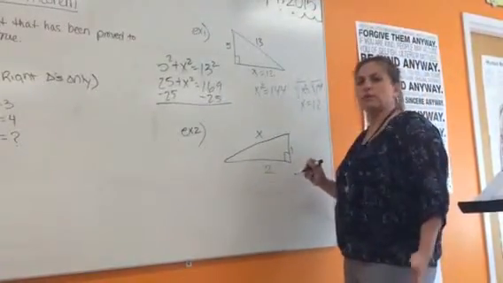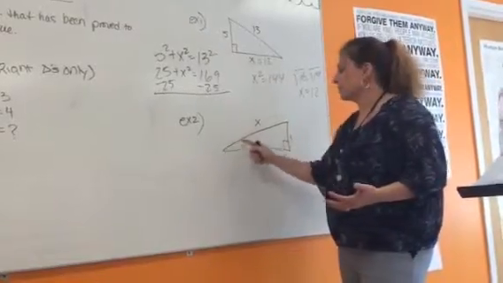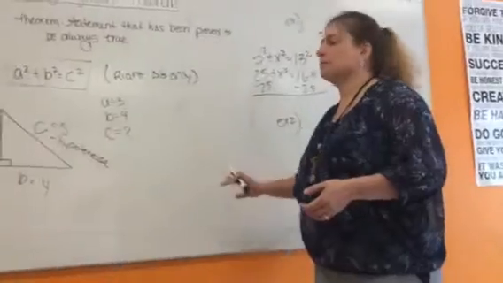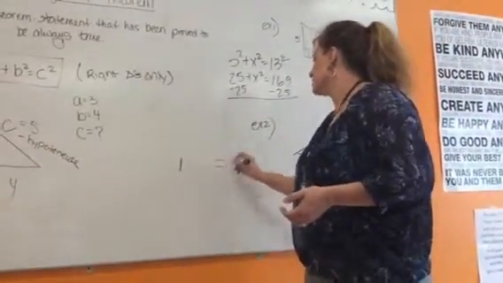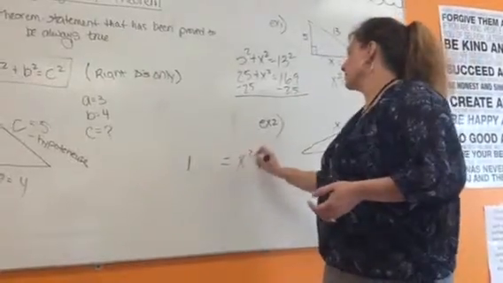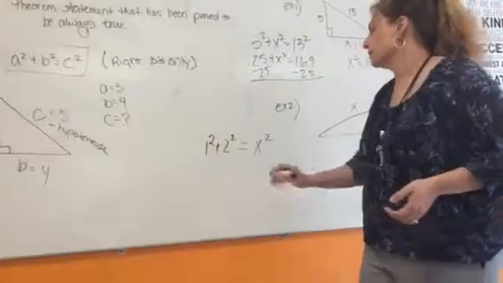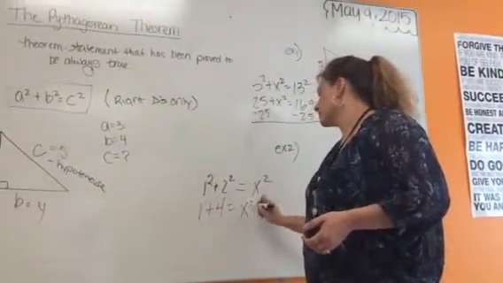First of all, you got to determine which side is C. C is always going to be the hypotenuse, which is always the longest side. So it's going to be x. If you mess up A, B, and C, this will not work out for you. So you always have to put equals the longest side. So it's going to be equals x squared. 1 squared plus 2 squared equals x squared. 1 squared is 1, 2 squared is 4 equals x squared.